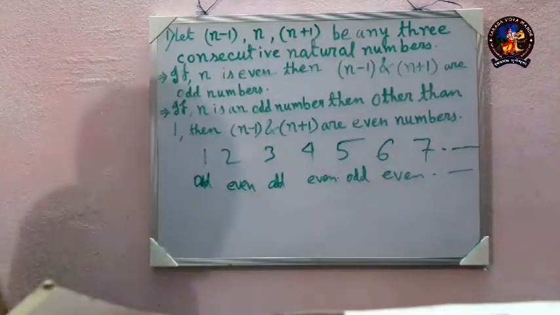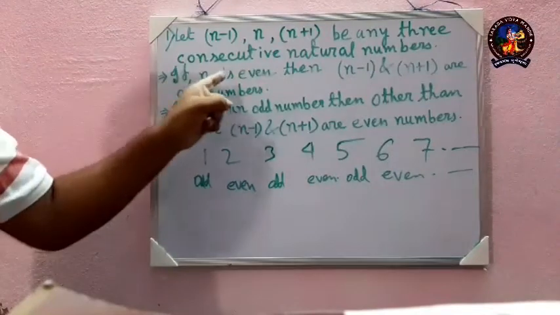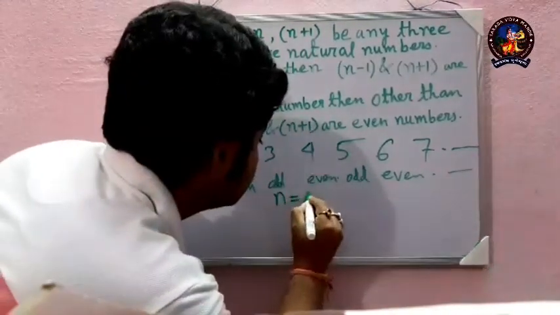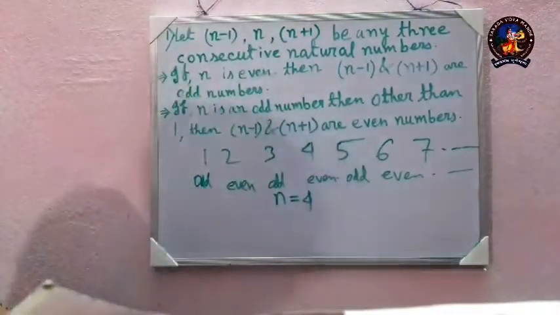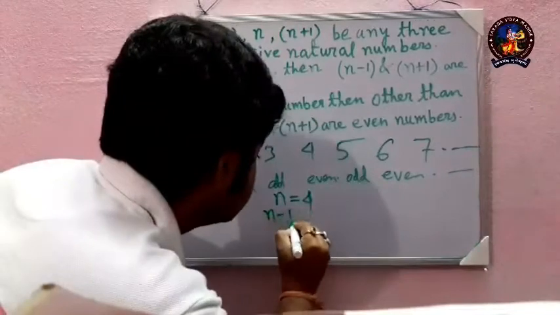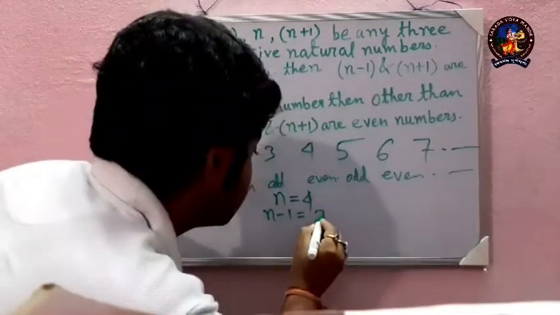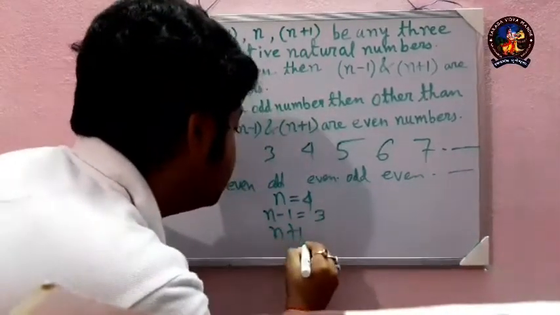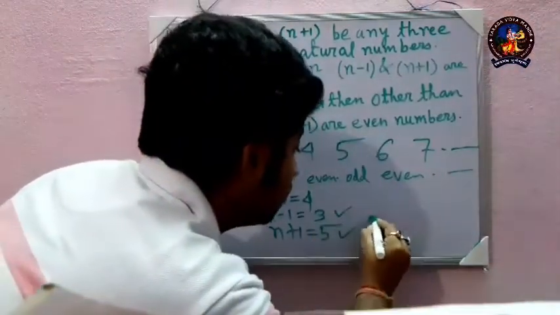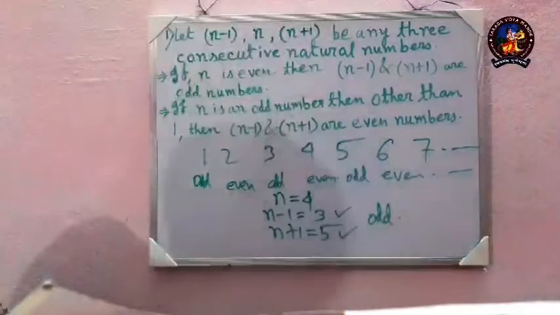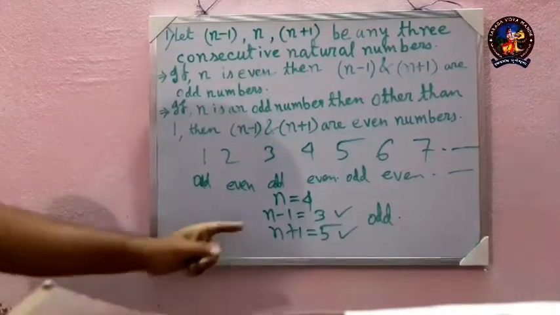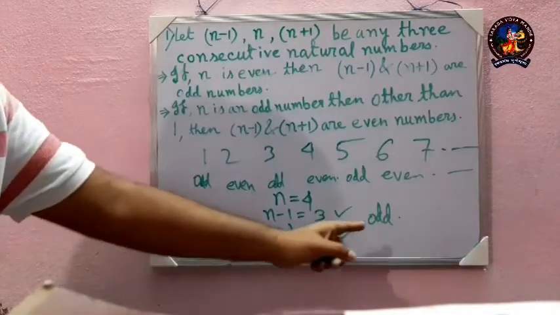Now see, if we take n as even, suppose n equals 4. 4 is an even number. We are taking n equals 4. Then what is the value of n minus 1? That is 3. And what is the value of n plus 1? That is 5. These two numbers are odd. So if we take n as an even number, then you will get n minus 1 and n plus 1 as odd numbers.